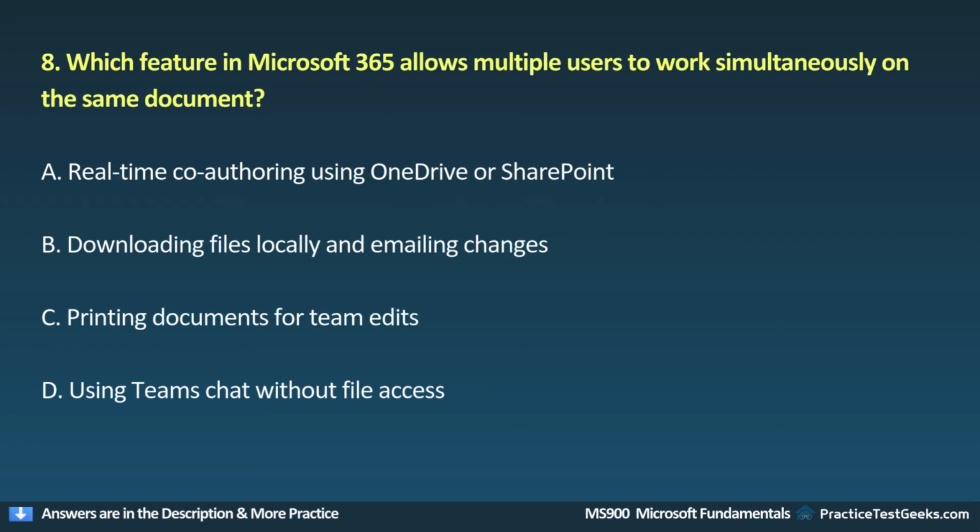8. Which feature in Microsoft 365 allows multiple users to work simultaneously on the same document? A. Real-time co-authoring using OneDrive or SharePoint. B. Downloading files locally and emailing changes. C. Printing documents for team edits. D. Using Teams Chat without file access.